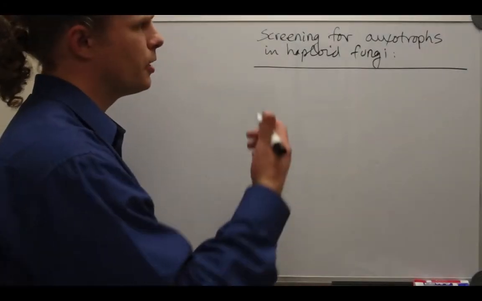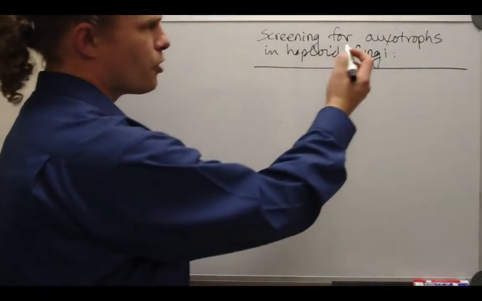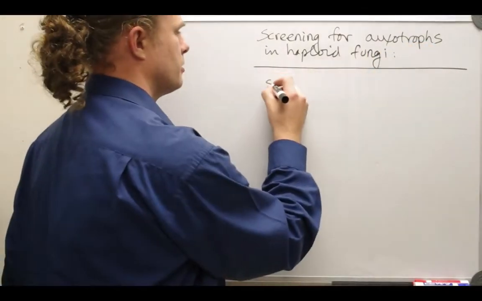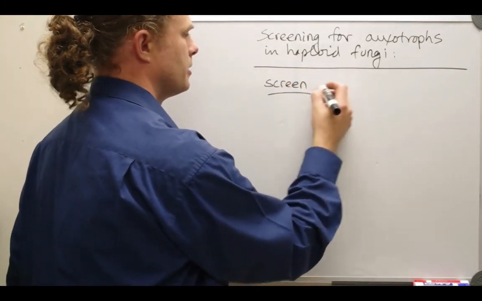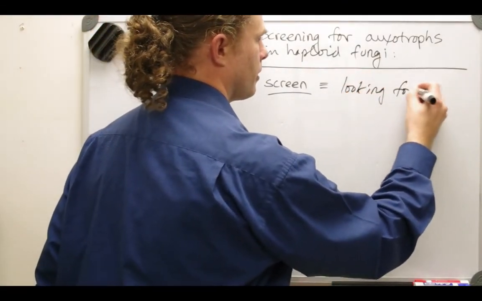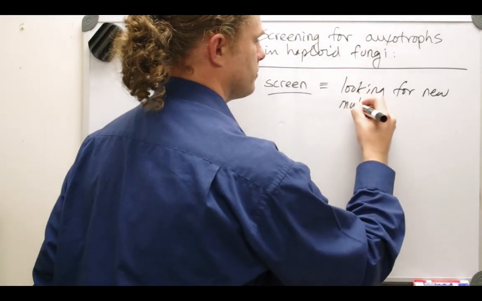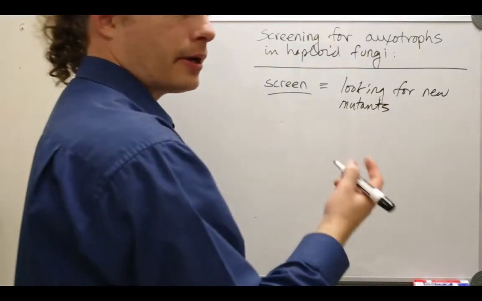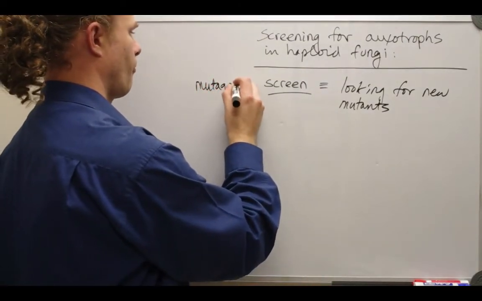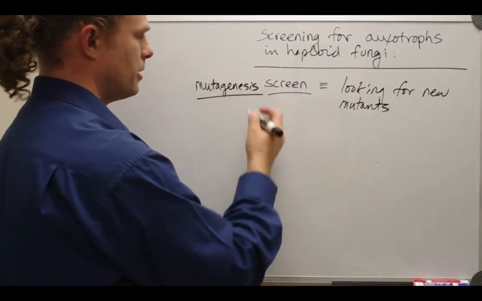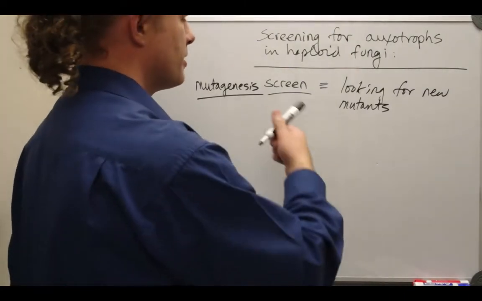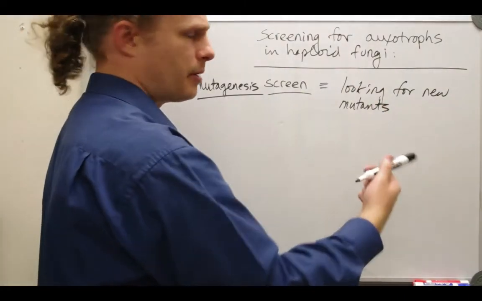So let's discuss how we would do a mutagenesis screen for new auxotrophic mutations in a haploid fungus. Let's get some terminology on the board first. A screen is defined as looking for new mutants. Typically what happens in a mutagenesis screen is that a mutagen is applied, something that will increase the baseline mutation frequency. This makes it more probable that we'll find mutants that we might be interested in.